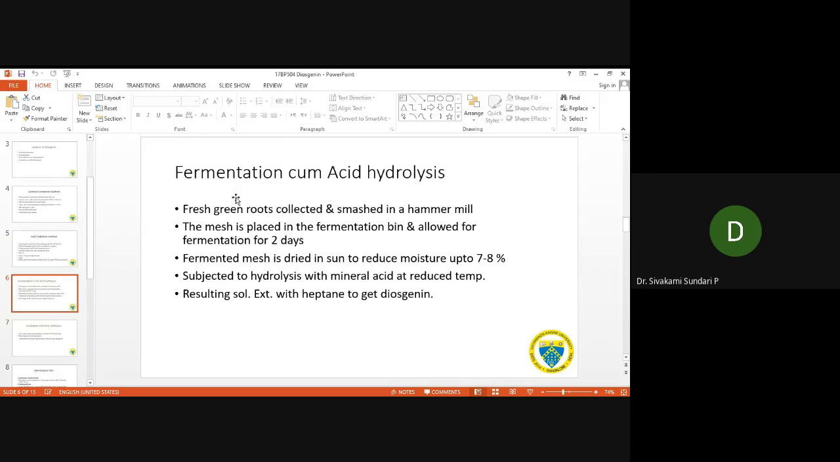method. Fermentation cum acid hydrolysis method. Fresh green roots are collected and smashed in a hammer mill. The mash is placed in a fermentation bin and allowed to ferment for 2 days. Then after fermentation, it is dried in the sun to reduce the moisture to 7 to 8%. Then it is subjected to hydrolysis with mineral acid at reduced temperature. The resulting solution is extracted with heptane to get the Diosgenin.